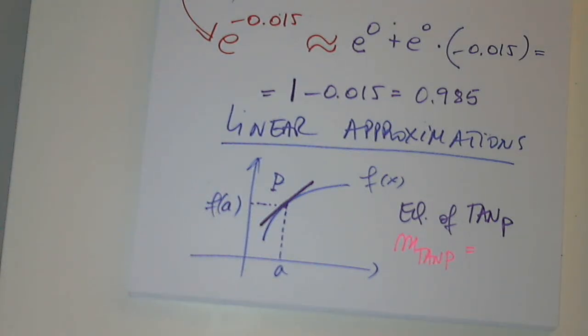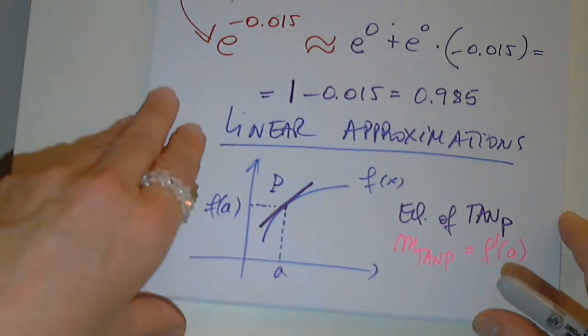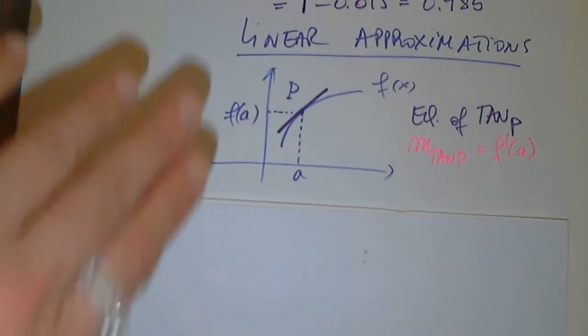Function of a over a. Say it again. Function of a over a. You mean f prime of a? Perfect. Yep. The slope of the tangent line to the graph of the function at P must be f prime of a. Agreed? Everyone? Perfect. Okay, so then I have the point and I have the slope.